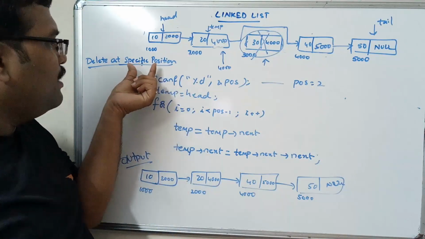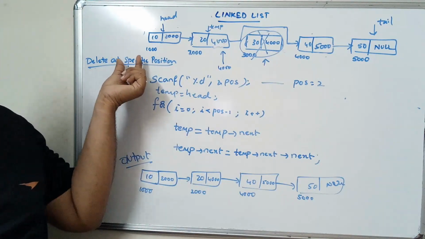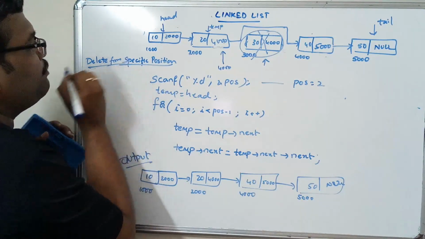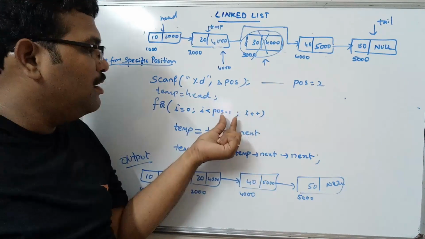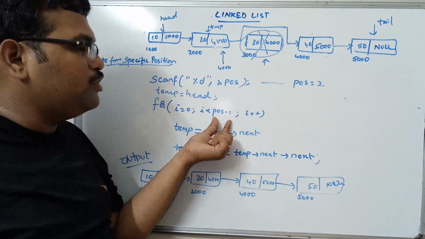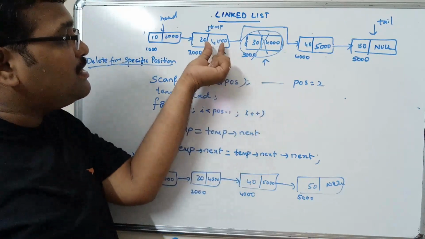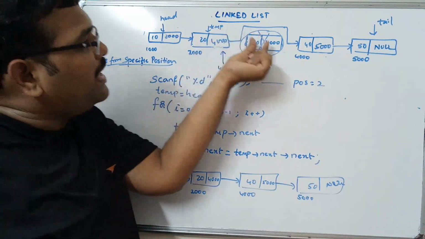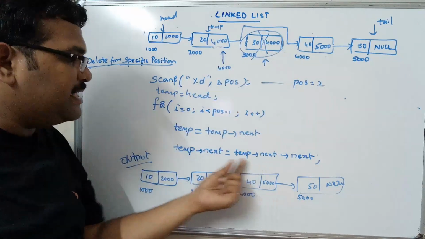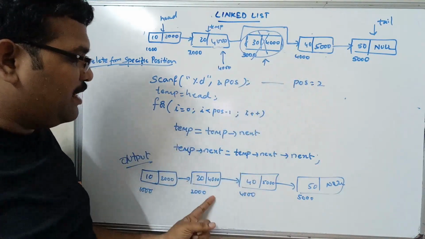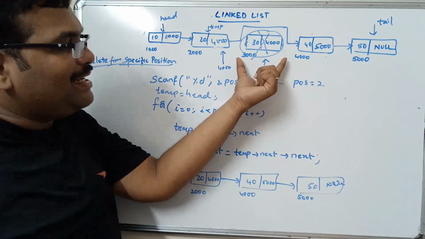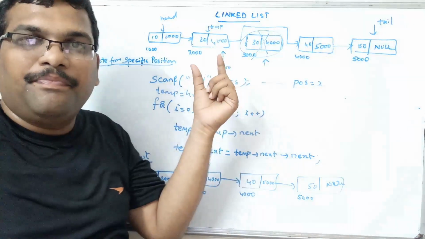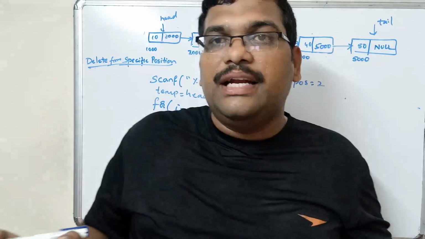If you want to delete an element from a specific position, simply we can read the position, travel this temp until position -1, and then place the next node address into the present node. That means temp of next is equal to temp of next of next. So 5000 will be assigned here, 4000 will be assigned here, right? So the 30 node will be disconnected from 20 and 40, right? So this is about the deletion operation.